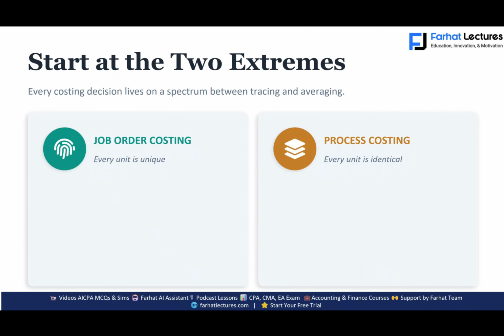Every costing decision lives on a spectrum between two ends: tracing and averaging. Well, here we go. Job order costing, you can say, is a tracing system. It traces each item separately. I'll give you a simple example.